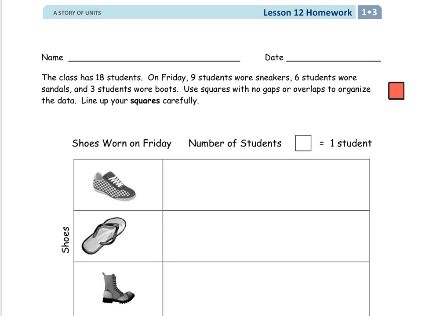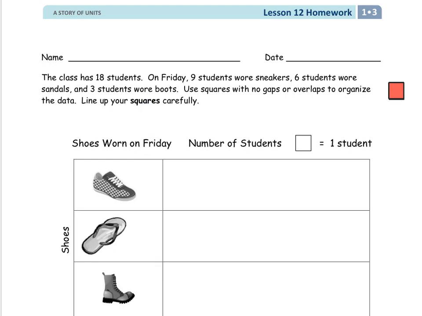The directions say the class has 18 students. On Friday, 9 students wore sneakers, 6 students wore sandals, and 3 students wore boots. Use squares with no gaps or overlaps to organize the data. Line up your squares carefully.